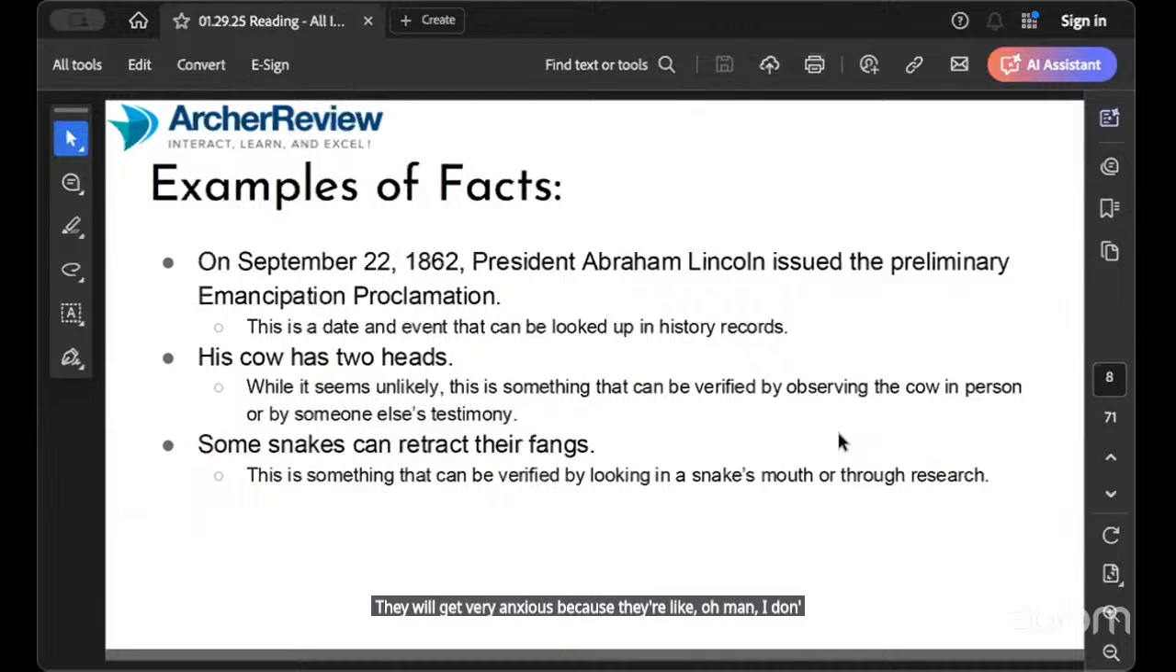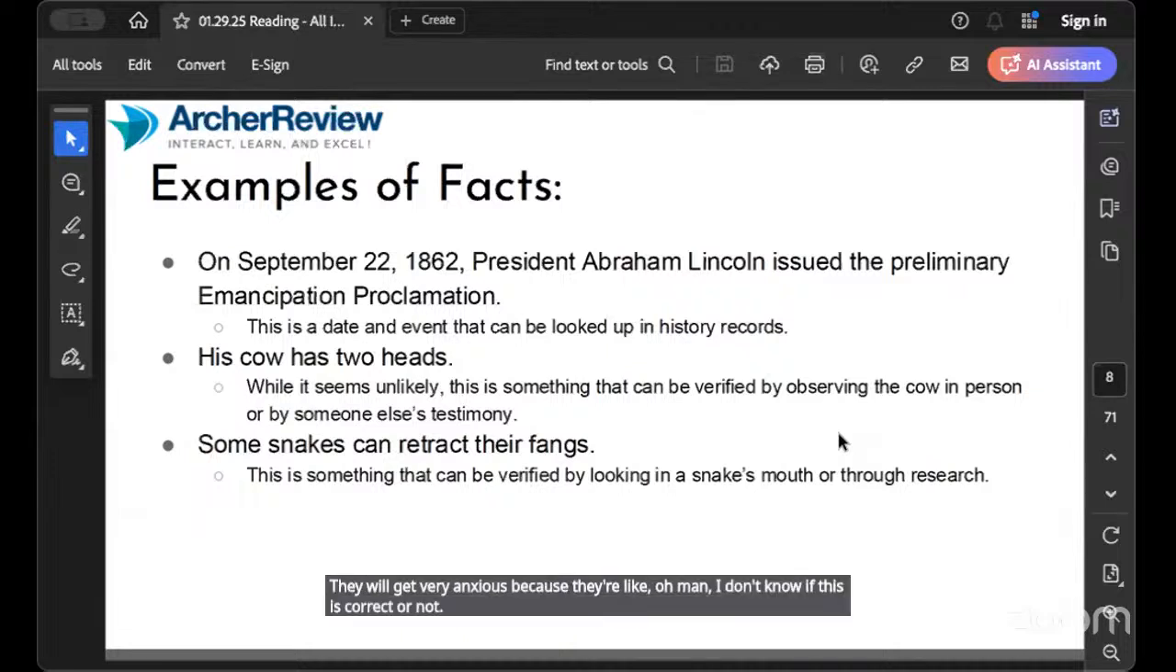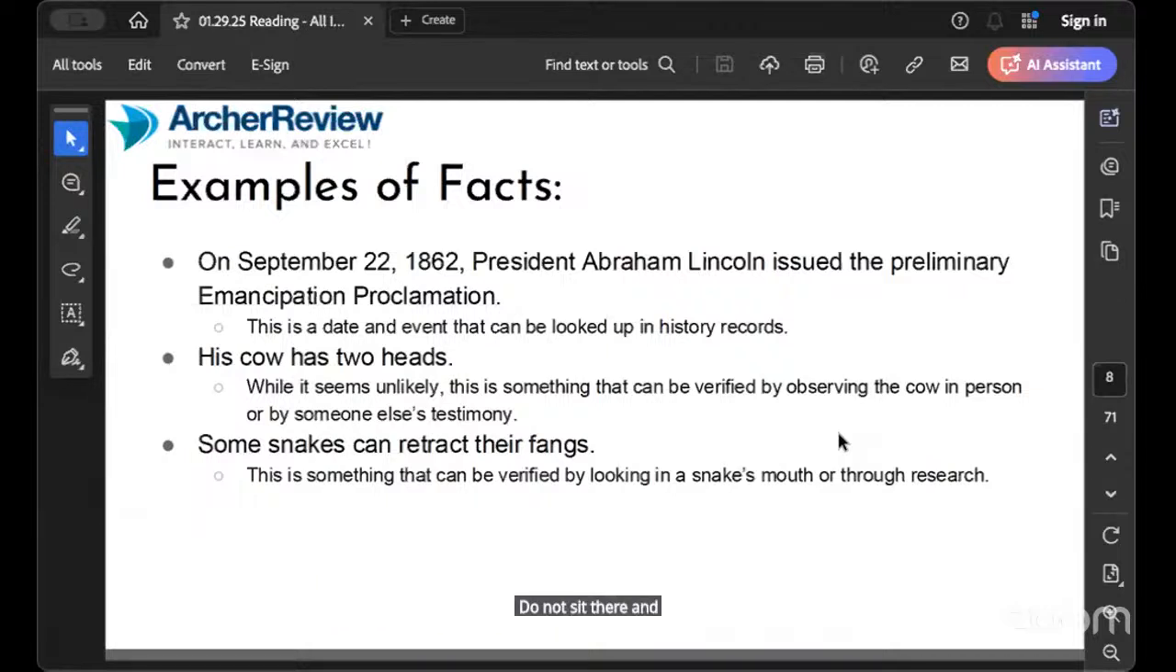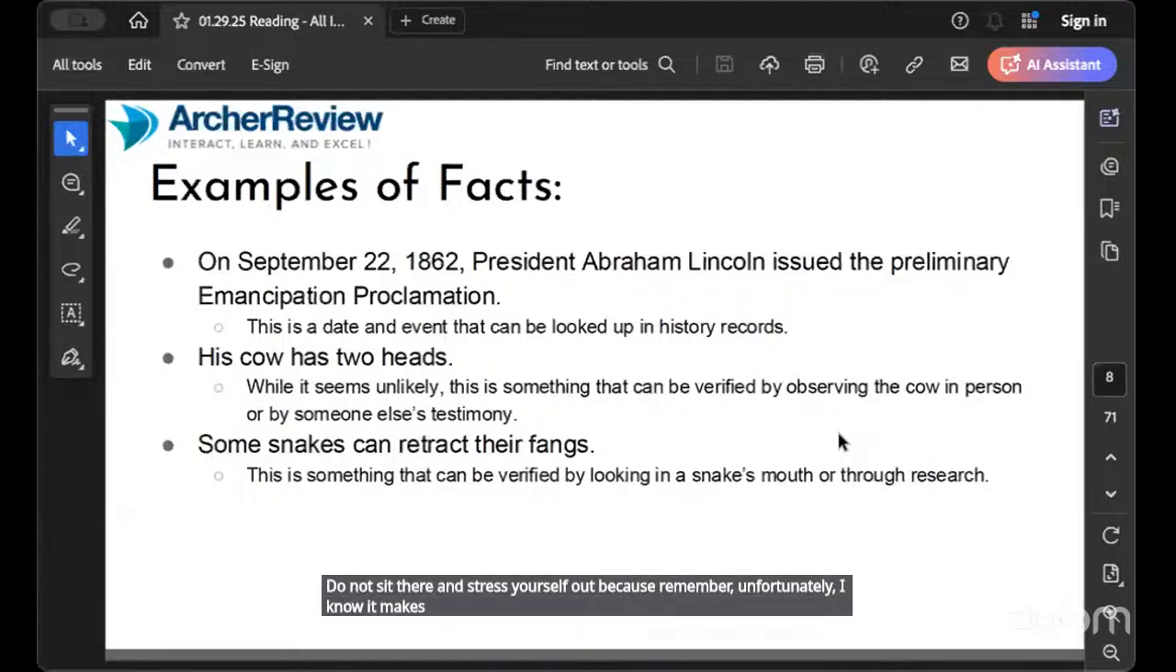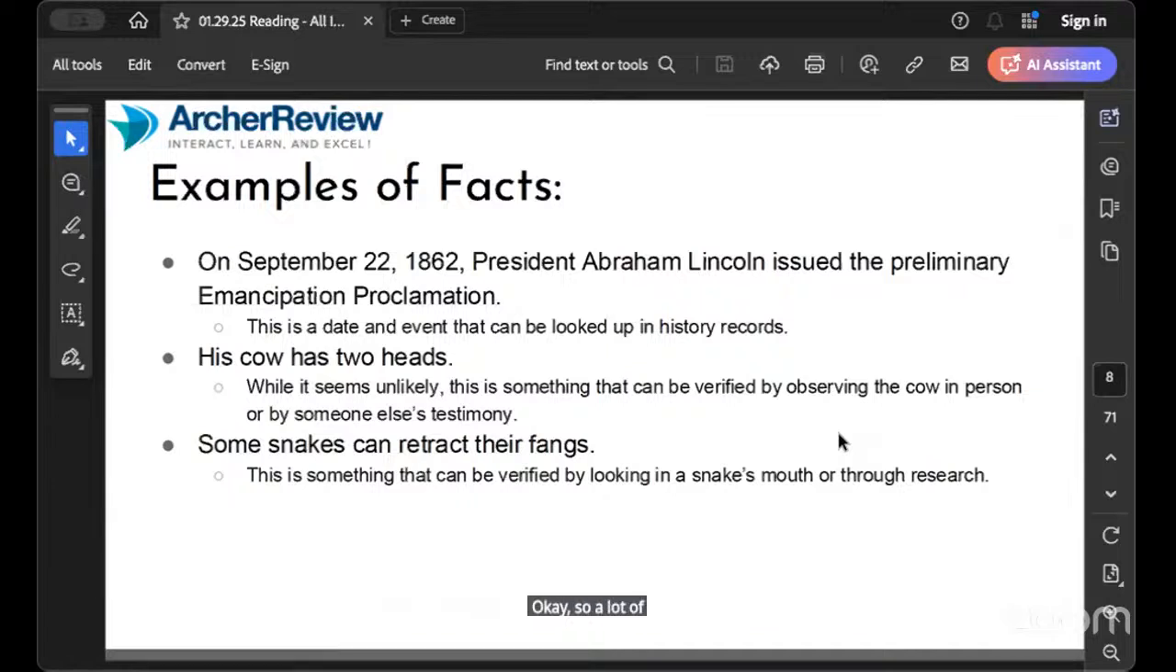is correct or not. Well, when you are trying to determine if something is a fact, do not sit there and stress yourself out, because remember, unfortunately, I know it makes it worse, but the clock is ticking and time is running out. You need to be able to look at something, process it, answer, and move on. Okay. So a lot of times that will stress students out because they sit there and think, oh, well, I don't know if this is correct or not. That's not what they're looking for.